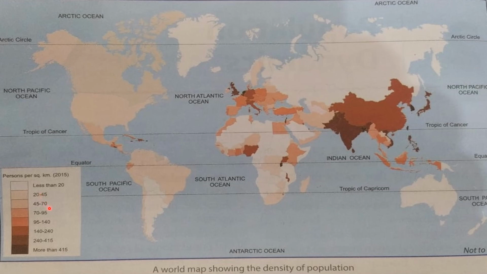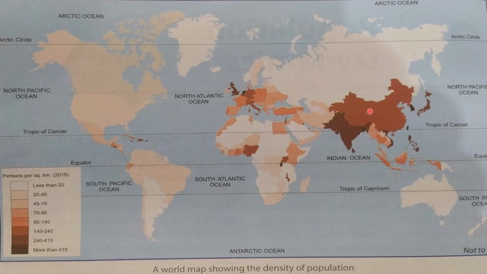Examples include California, South East Australia, and the Nile Valley in Egypt. Areas of high density means more than 50 people are living in a square kilometer of area. Examples, South Asia and Europe.